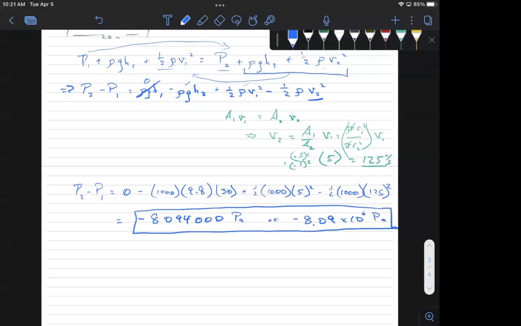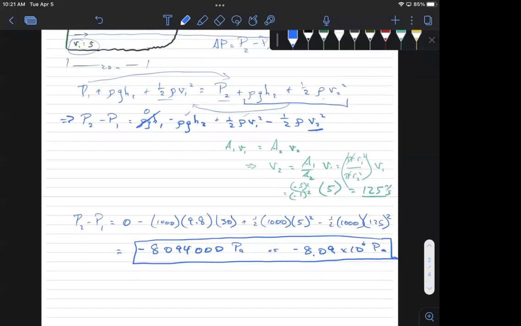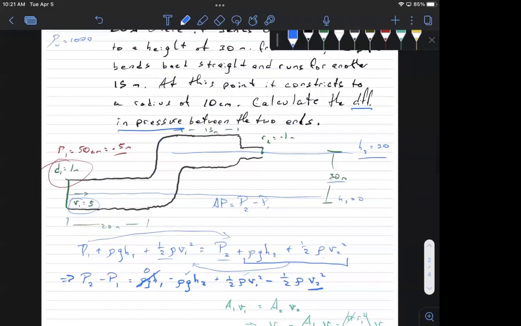And there we go. The number happens to be negative. So if I'm an engineer, what does that tell me? The negative pressure here tells me the difference in pressure is negative, which means I expect the pressure at the top of this pipe system to be this amount less than the pressure at the beginning.